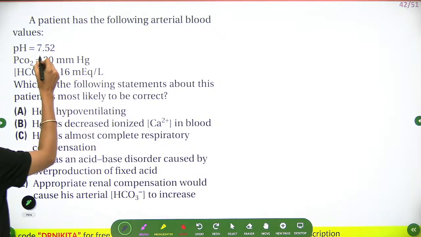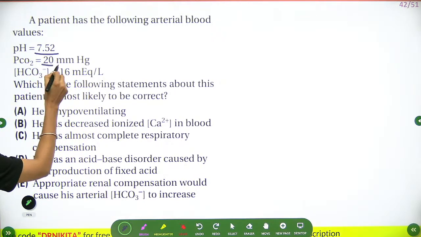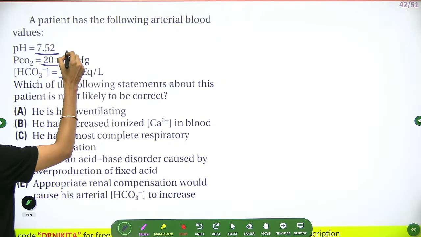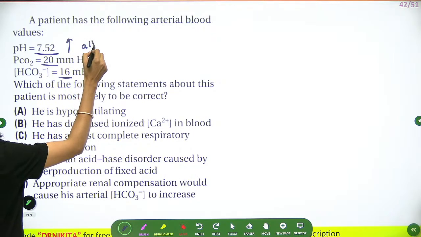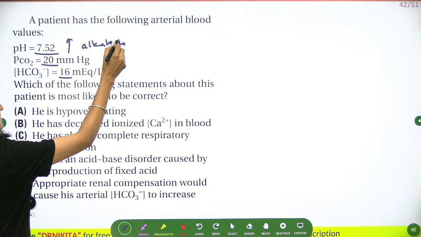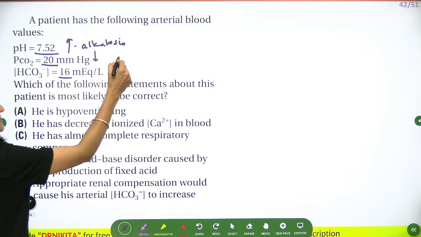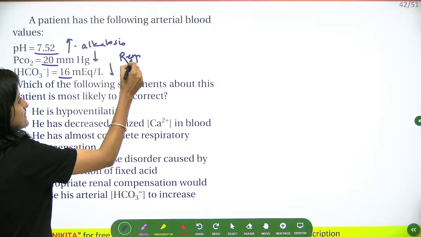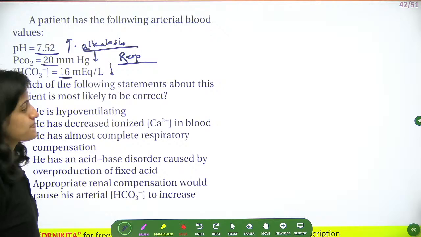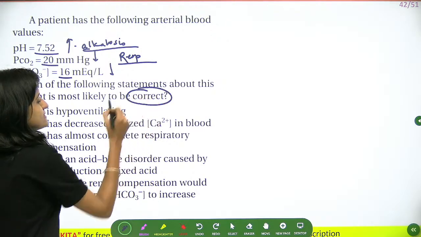You have a patient who has the following: pH is 7.5, PCO2 20, bicarbonate 60. pH 7.5 increased, so that means this is alkalosis. PCO2 20 decreased, bicarbonate increased, the changes are opposite. So this is respiratory alkalosis. The question is, which of the following is correct?